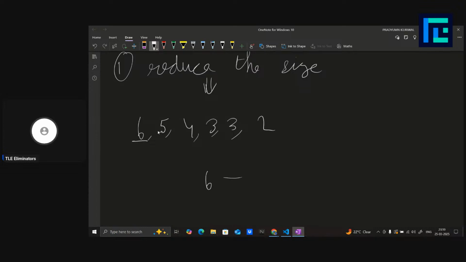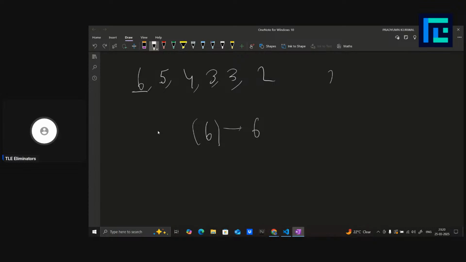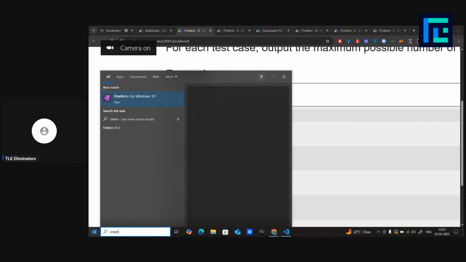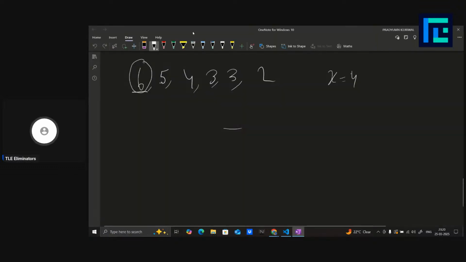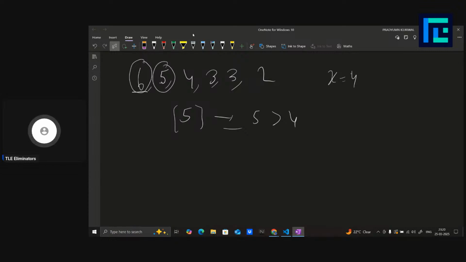So the skill of this team is 6, which is greater than x, right? Because x was 4. So this 6 is greater than 4, and therefore we can keep this as a separate team. Then we have this 5. Currently 5 is in the team, and the skill of this team is 5, which is greater than 4. So we can keep 5 alone. So 5 alone is also a team.